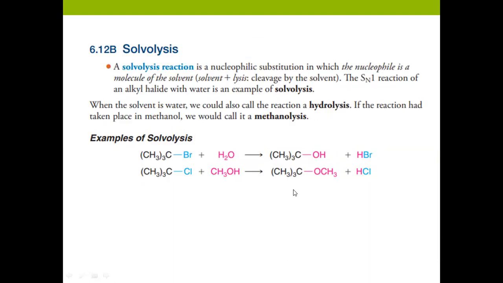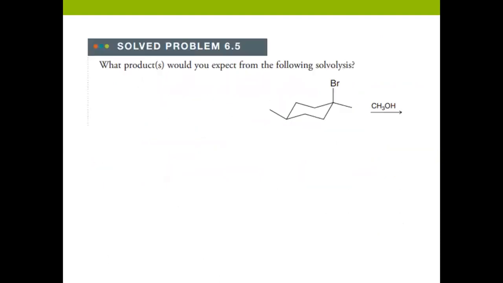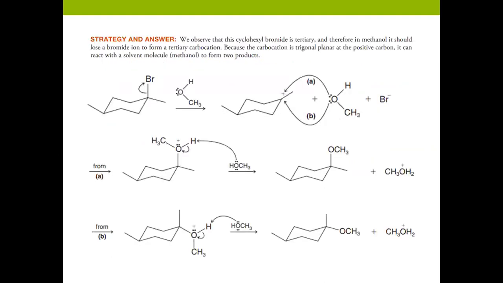Okay, next. What product would you expect from the following solvolysis? So solvolysis here, CH3OH and the bromide. Of course, the first step, so you won't get confused, is you always have to form your carbocation first. So have your bromine leave your substrate, and you will have your product. In this case, you have your cyclic ring here, and you have your CH3 and the positive charge on this carbon.